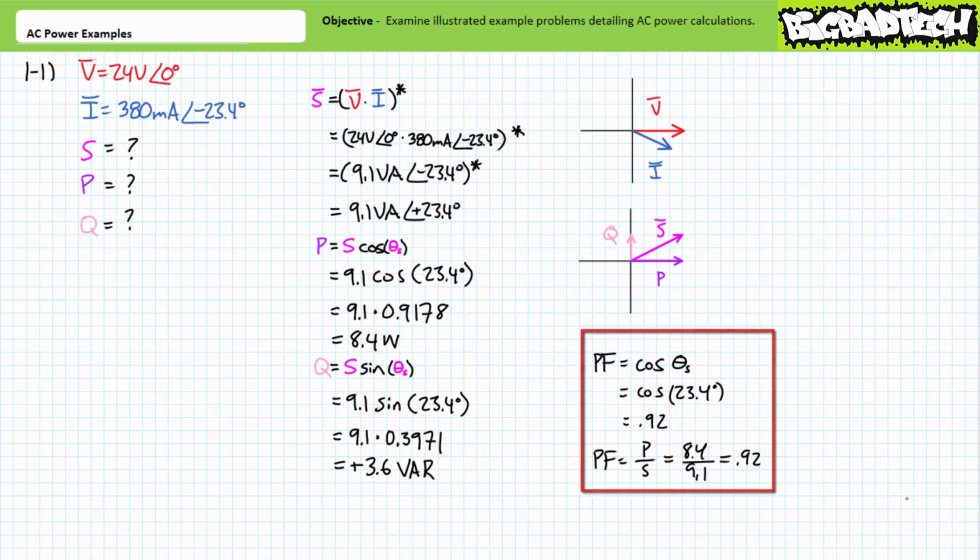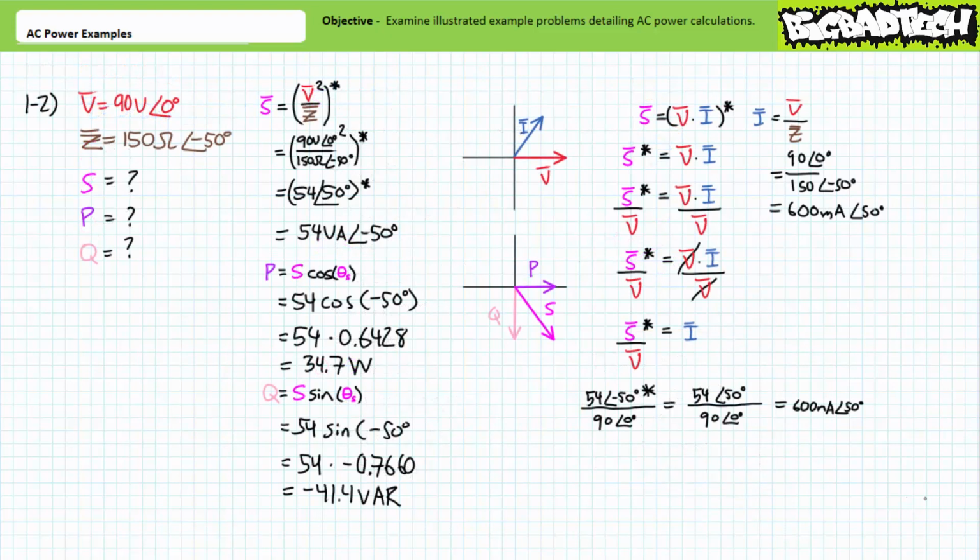Most likely we're correct. For our second example problem, we've been given a voltage of 90 volts at an angle of 0 degrees, an impedance of 150 ohms at an angle of negative 50 degrees, and are being asked to solve for the resultant apparent, real, and reactive power. Given this impedance appears to be somewhat capacitive because of the negative impedance angle, we should expect our resultant real power to be less than our apparent power magnitude and our reactive power to be negative. Let's see if this is the case.